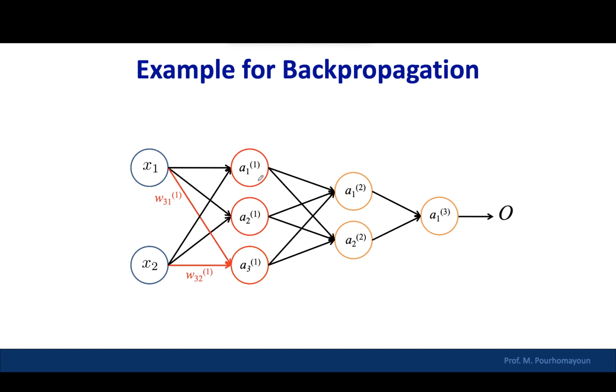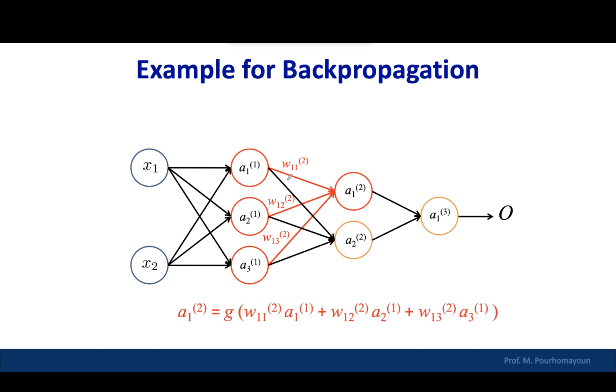So of course, A3 again will be W31 X1 plus W32 X2, and then G of that. Okay, there we go. So now I have A1, A2, A3. I continue to the next layer. So the outputs of the first layer will be the input of the second layer.